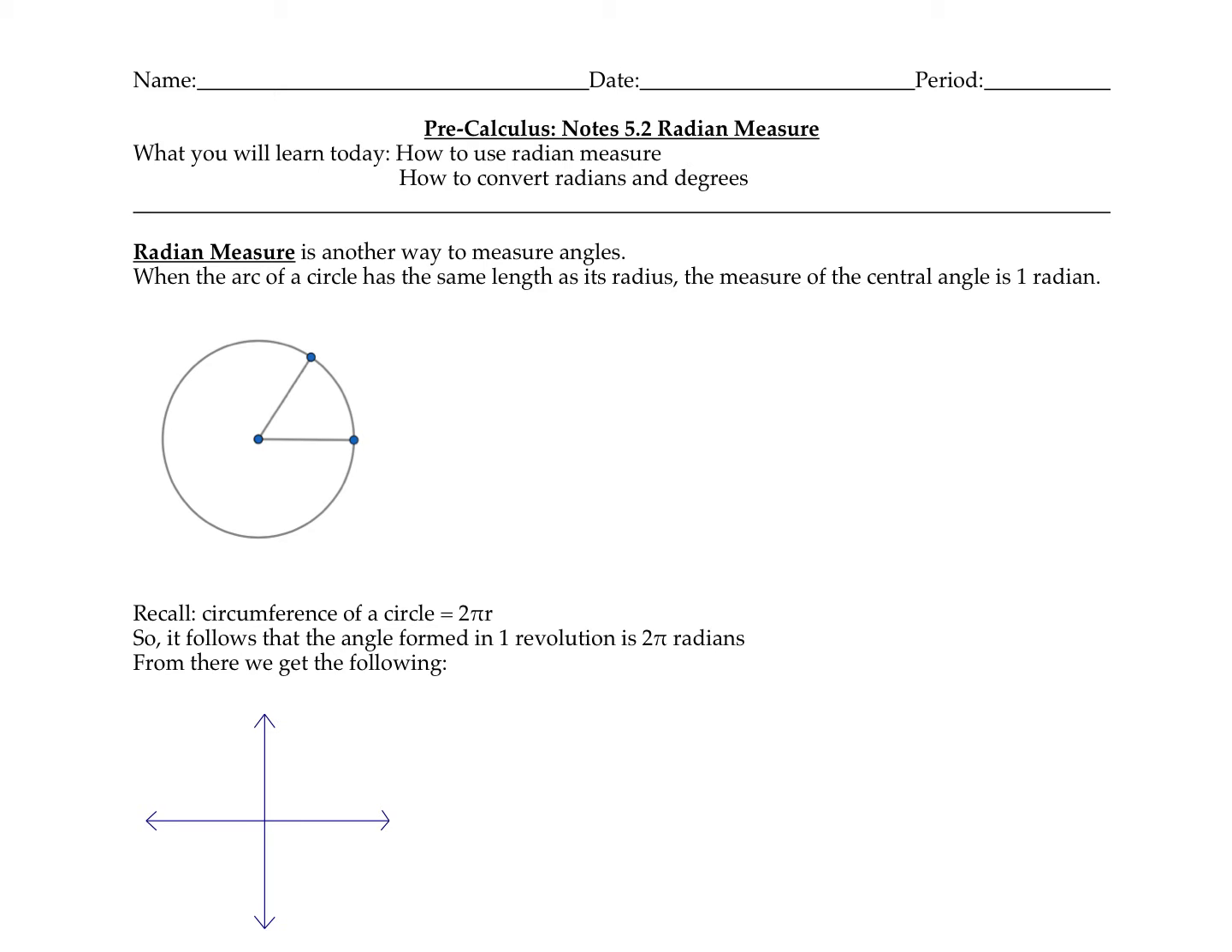Okay, so if we have a circle, we have two radii drawn, right? The distance from the center of the circle to a point on the circle is a radius. When the arc of the circle, right here, is exactly equal to the radius, then we would say that this angle theta is 1 radian.